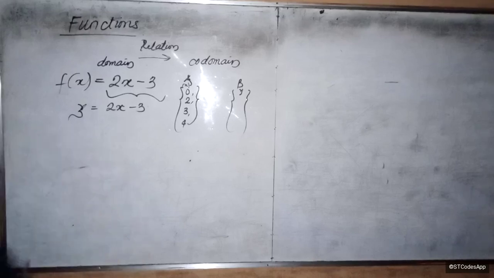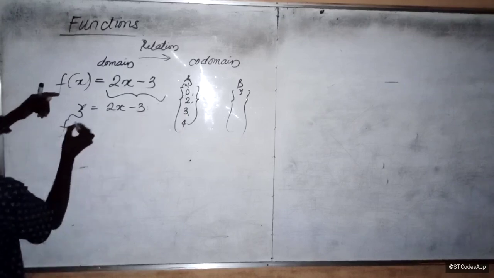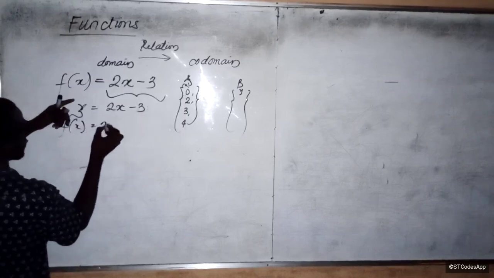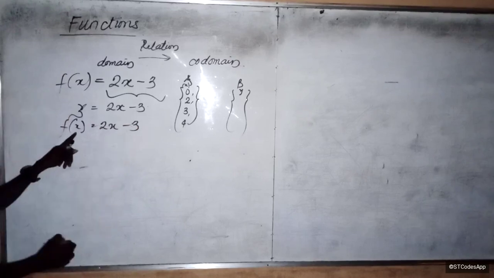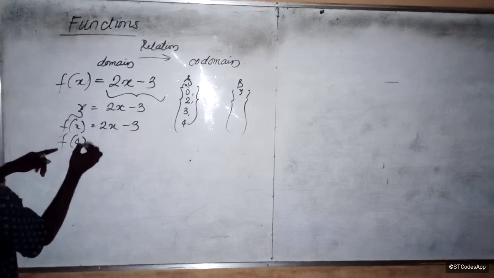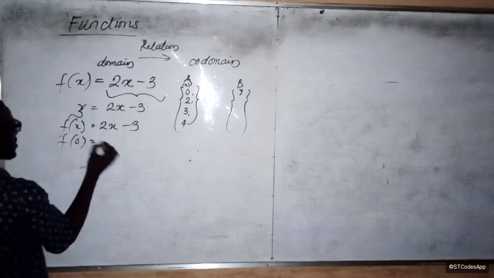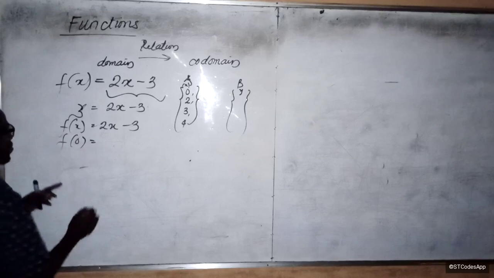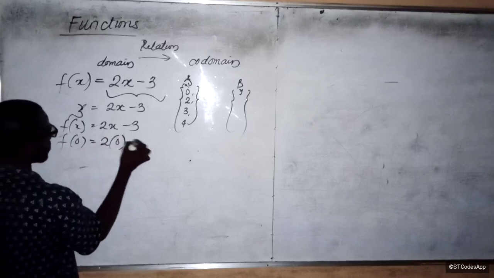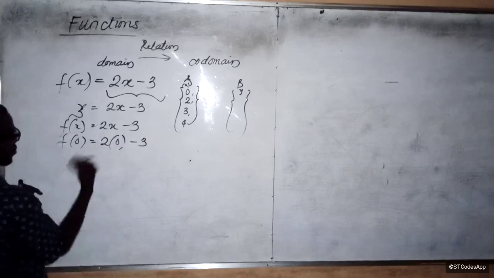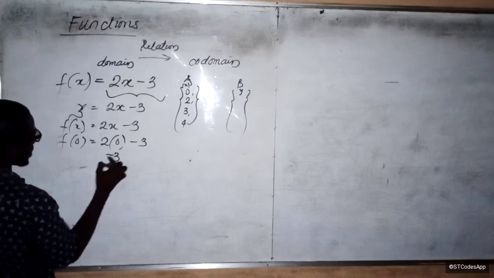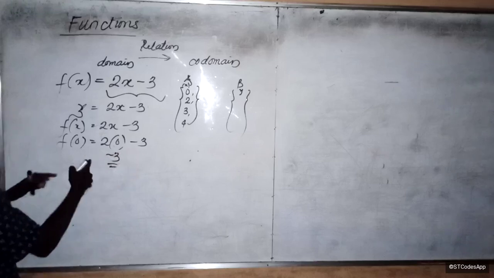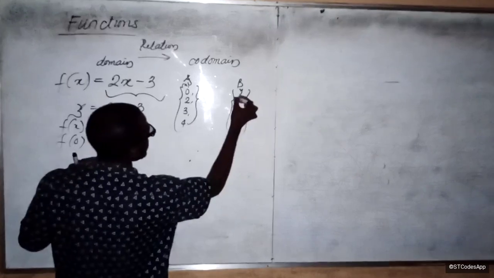So for example, I'm going to plug in the first value of x there, which is 0. Since f of x is 2x minus 3, f of 0 will be, that is when x is 0, is that okay? It's just as simple as it is. You plug in 0 here, and you have 2 into bracket 0 minus 3. So 2 by 0 is 0, minus 3. So our answer is minus 3. So our f of 0 is minus 3. So we have minus 3 here.